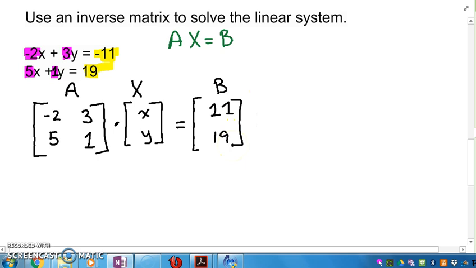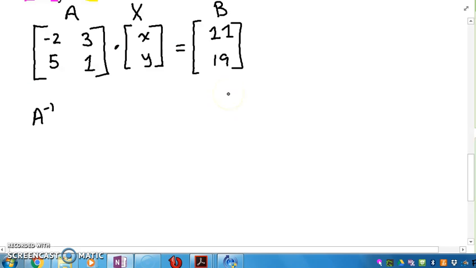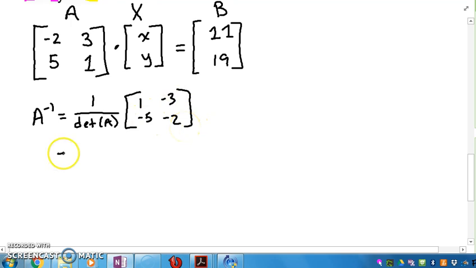Well, at this point, now you just want to solve for X, just like we did before. So we need to find the inverse of A. So the first thing we do is we need the determinant of A. Again, we will get 1 over the determinant of A times when we switch and negate. So the determinant of A in this case is -2 minus 15, so -16. So 1 over -16 times 1, -3, -5, -2.